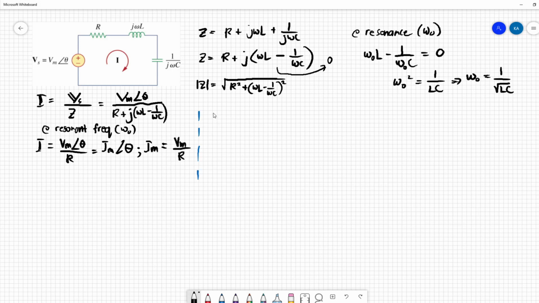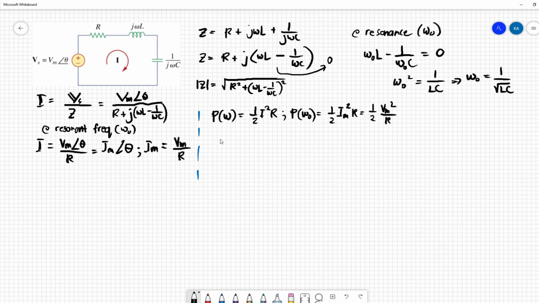For the average power, we have this equation, 1/2 I squared R. Meaning the power at resonance frequency is 1/2 Im squared R, or in terms of Vm, we have 1/2 Vm squared over R.